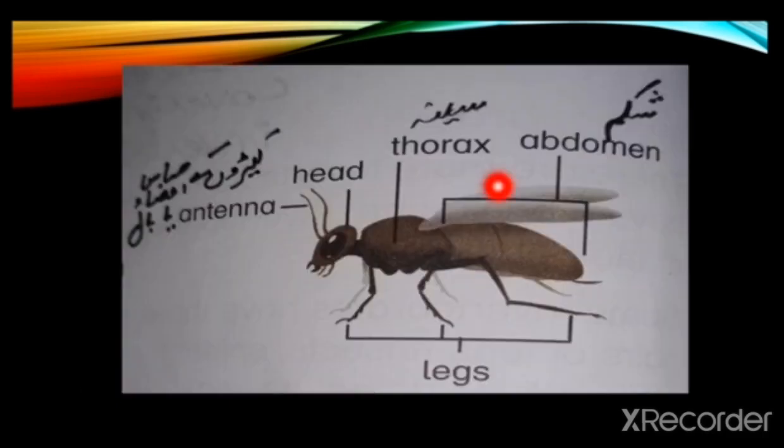Next, you can see the picture of an insect again. They are the three parts of insects. They are abdomen, thorax, and head. You can see the wings of the insects and the legs of the insects are attached to their thorax. And insects have three pairs of legs. You can see here. And they also have antenna or feelers, and they use them for smelling and feeling.